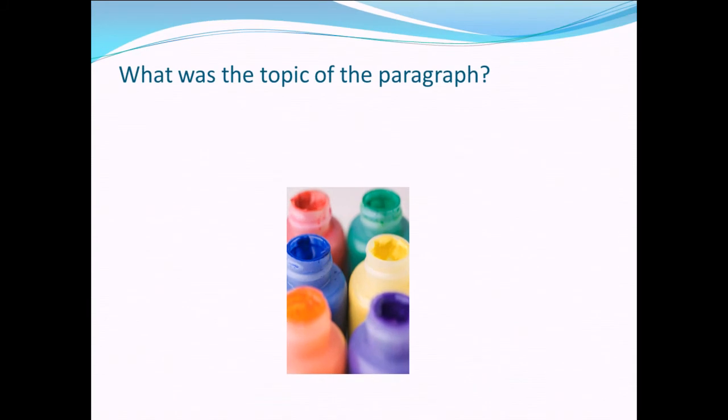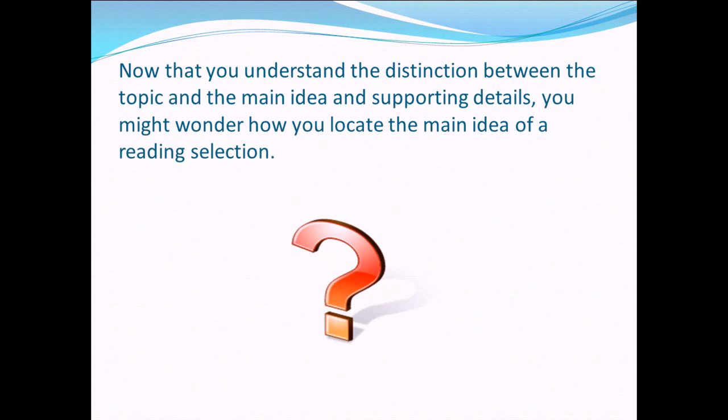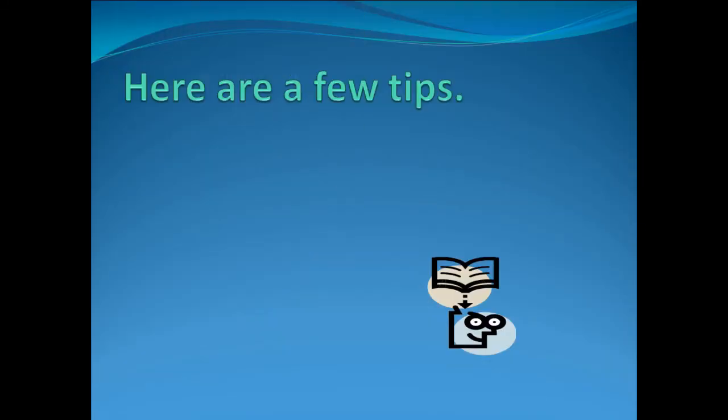What was the topic of the paragraph? The topic is colors. Now that you understand the distinction between the topic and the main idea and supporting details, you might wonder how you locate the main idea of a reading selection. Here are a few tips.